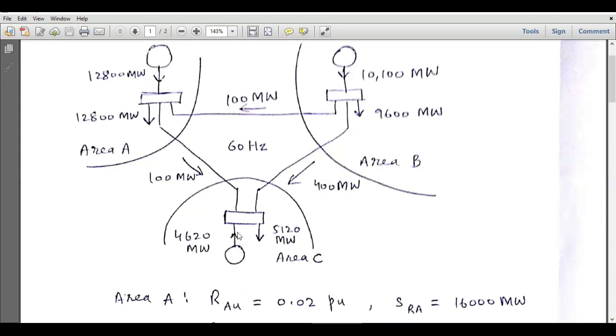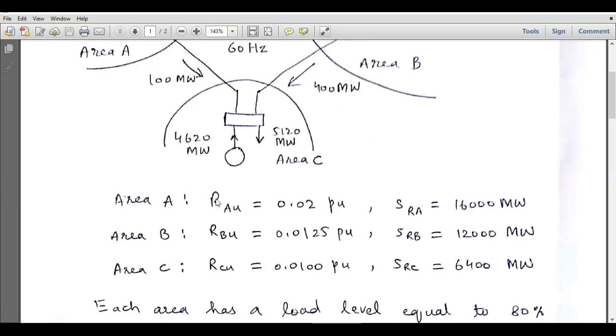And this is area C, and this area has 4,620 megawatts generation, and the total load of area C is 5,120 megawatts. So this area has a deficiency of 500 megawatts, and that 500 megawatts is actually coming from area B and area A. And area B is sending total 500 megawatts, and 400 megawatt is coming directly to area C, and the remaining 100 megawatt moves towards area A and then from area A to area C. So overall, area A has net interchange of zero, right? It is accepting 100 megawatts from area B and it is delivering 100 megawatts to area C. So net interchange of area A is equal to zero. Net interchange of area B is equal to 500 and net interchange of area C is minus 500.